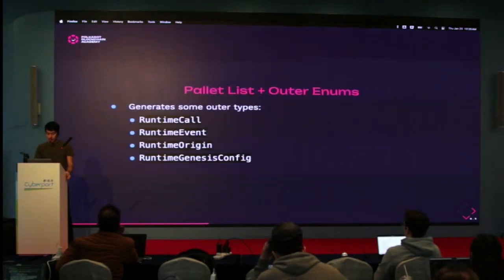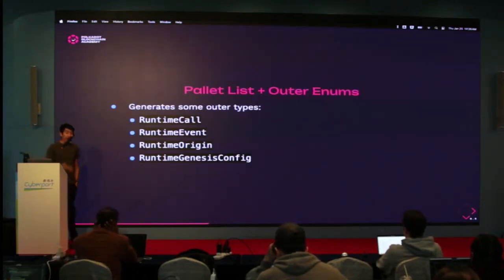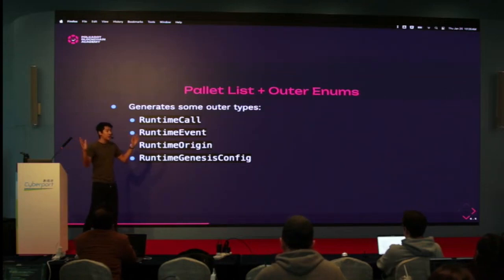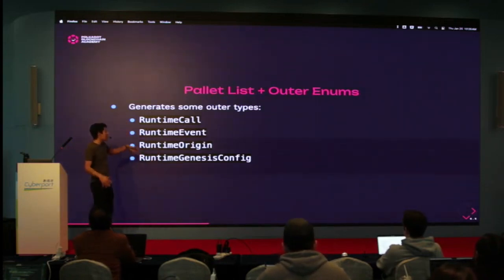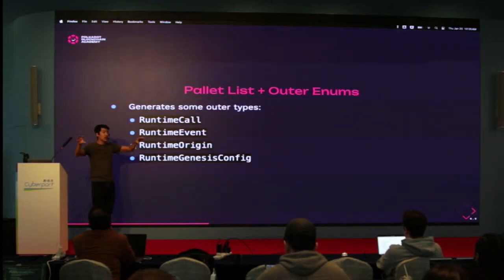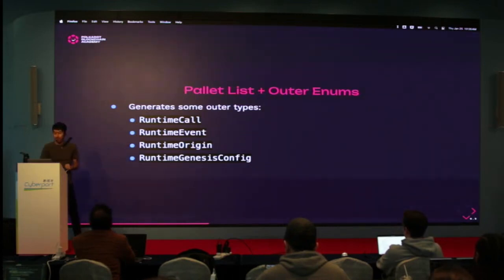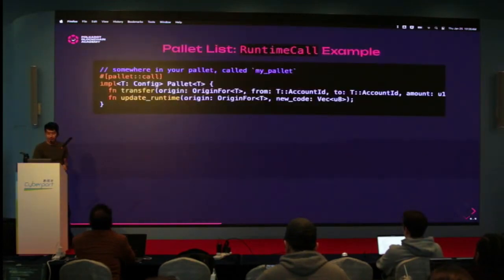Okay. So there's a bunch of other things that are generated. I already gave a talk on this outer enum, but you know now the construct runtime is generating these outer enums for you at the runtime level, right? It's actually collecting all of the calls, events, origins, etc., and making an outer runtime call, event, origin, etc. The construct runtime is doing that for you, right? So that's one of the functions that it is doing. Okay.